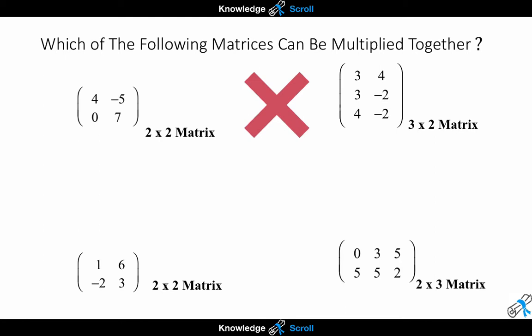The last two matrices, you have 2 columns and you have 2 rows. So these two can be multiplied together. Now, this video was all about determining whether two matrices can or can't be multiplied together. In the following video, we will discuss the steps needed to actually go about multiplying matrices.